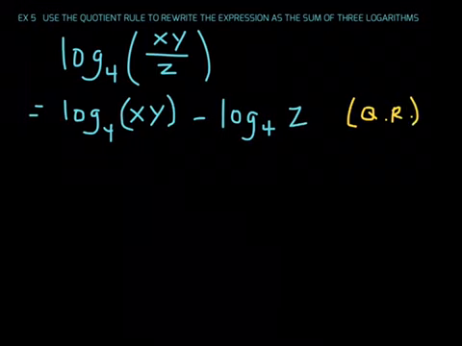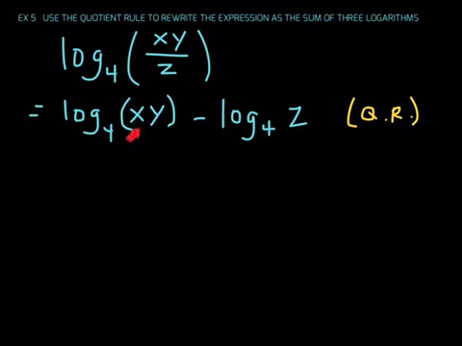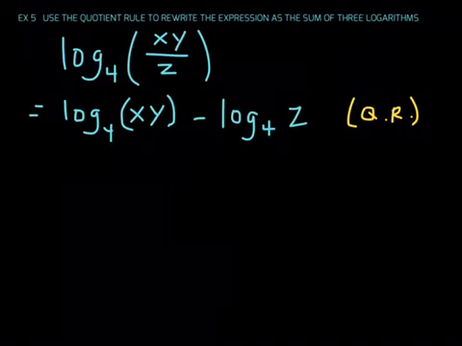What I'm going to do next is I see a product right here. So I'm going to undo this product, x times y is a product, using the product rule. So I'm going to break this first logarithm into two logs, into a sum of logs.